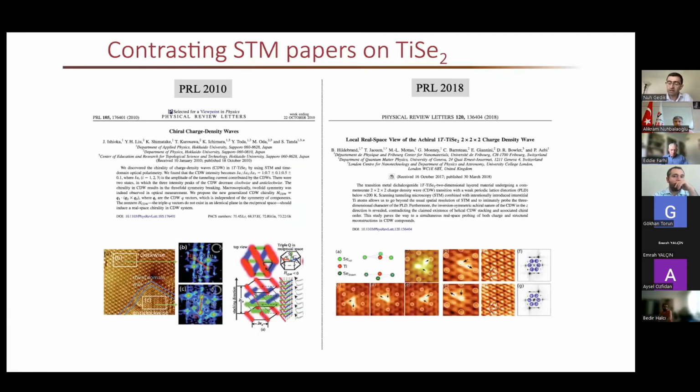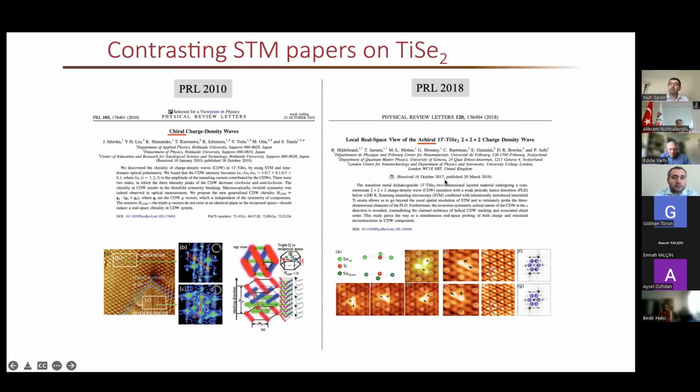Now, there was another STM experiment about 8 years later, which looked into the same material, and they concluded that no, it's not chiral, it's achiral. So one STM experiment says it's chiral, and the other says it's not chiral.